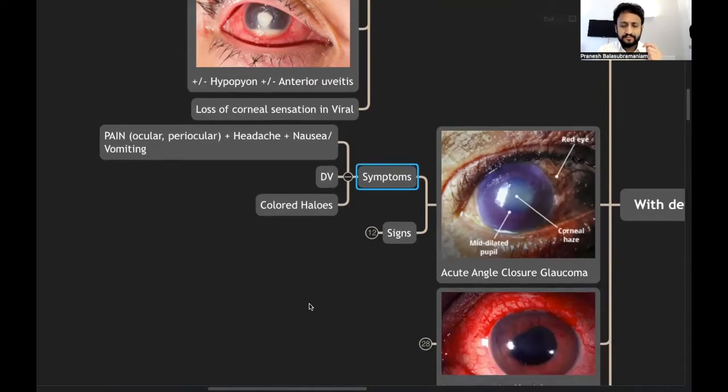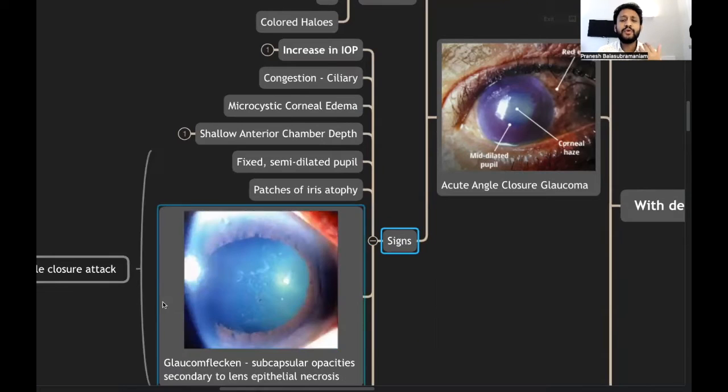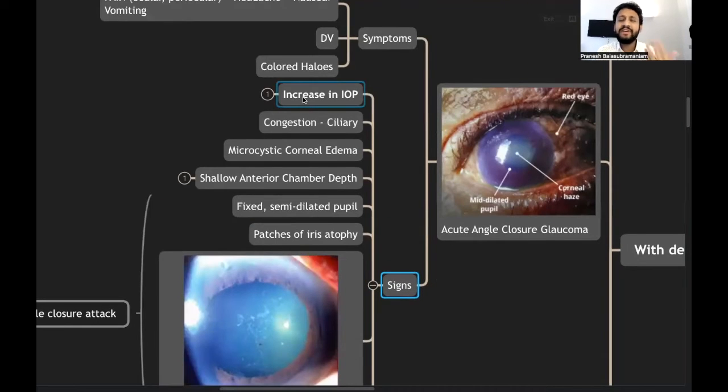All right. Look at the signs. What are the signs you will see in this patient? An obvious increase in IOP. This increase in IOP is not just a nominal increase; it's going to be a very high increase in IOP. 50 to 80 mm Hg will be the amount of the rise in IOP. Ciliary congestion, like your keratitis. Epithelial edema or corneal edema, which can even go to the stroma, but mostly you'll see an epithelial edema in these patients. So microcystic epithelial edema.